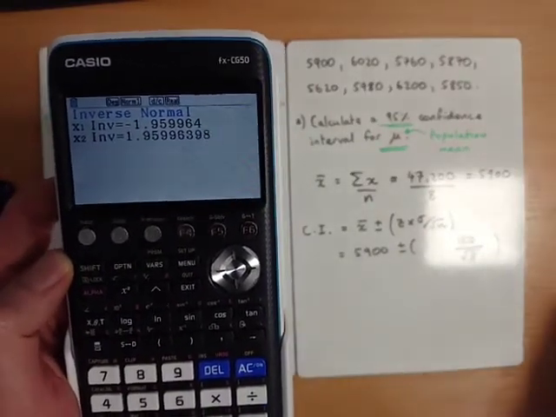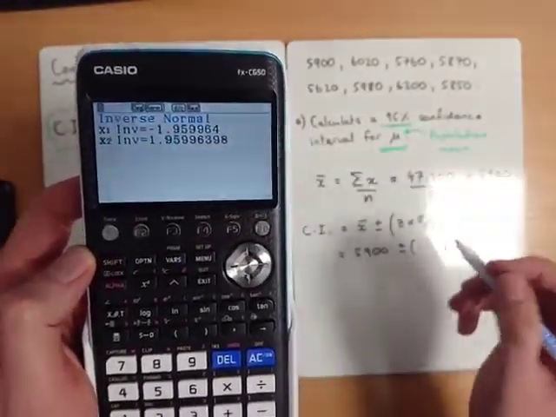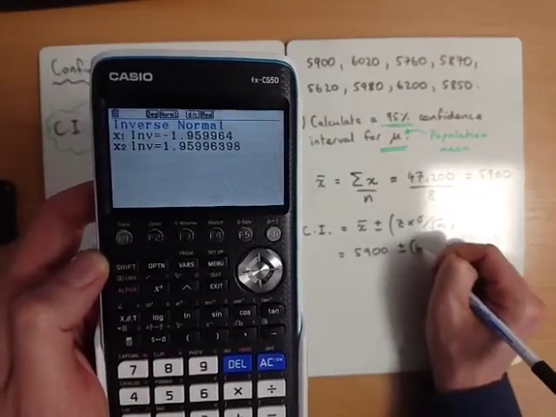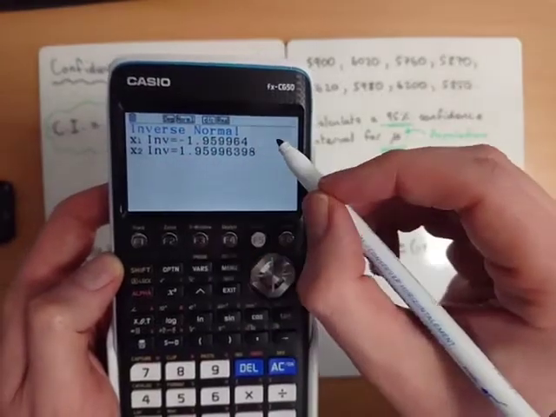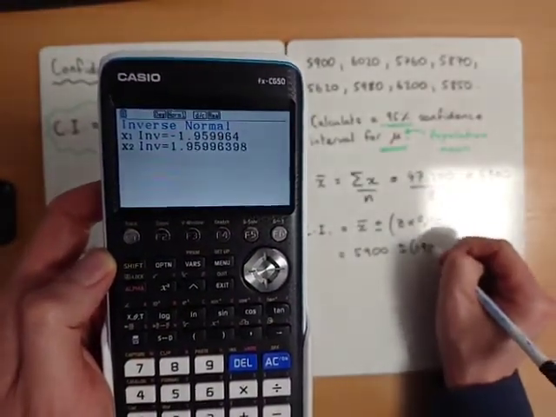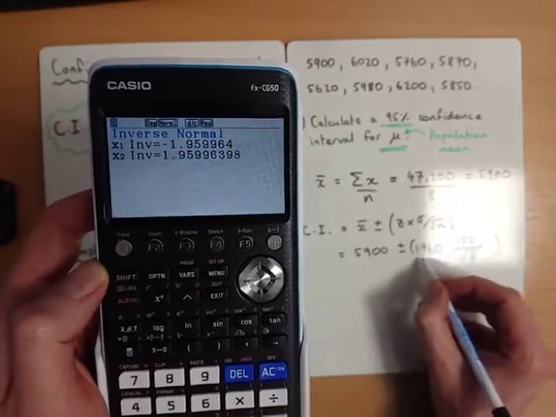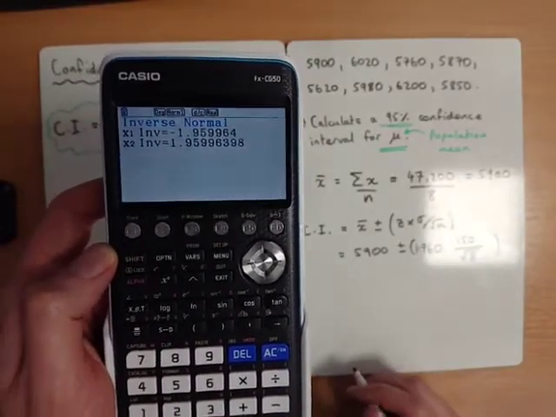And that gives us the Z value. It spits out plus and minus, but we can just use the positive one because we're going to add it on and take it off anyway. So it's 1.95996, so I'm going to say 1.960, as long as you maintain at least 4 or 5 significant figures, then we'll be okay in our calculation.